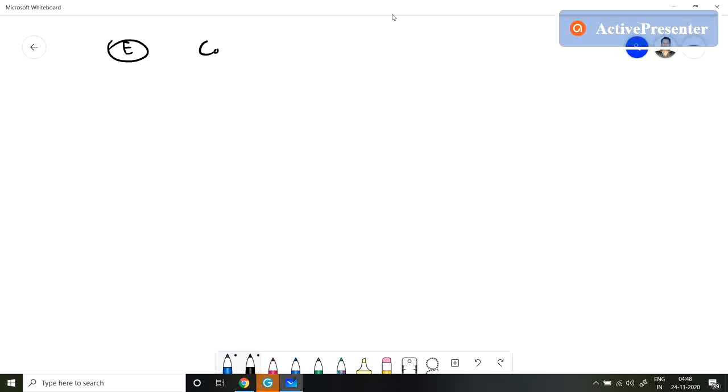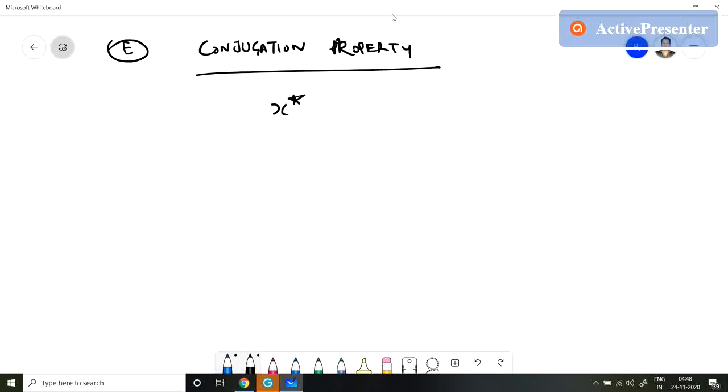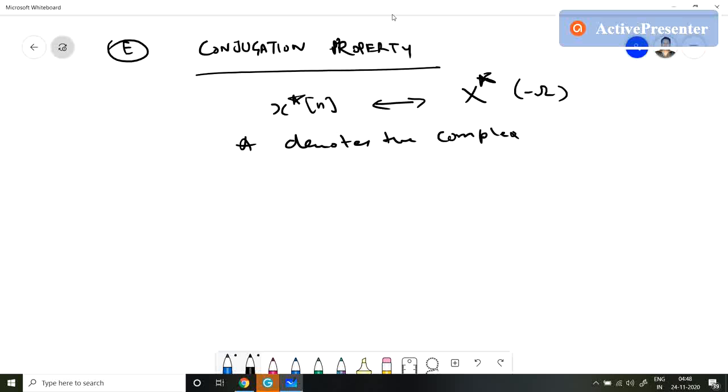Then we have conjugation property. So according to this property, x conjugate n, if we find out the discrete time Fourier transform, then it is equal to X conjugate of minus omega, where star denotes the complex conjugate.